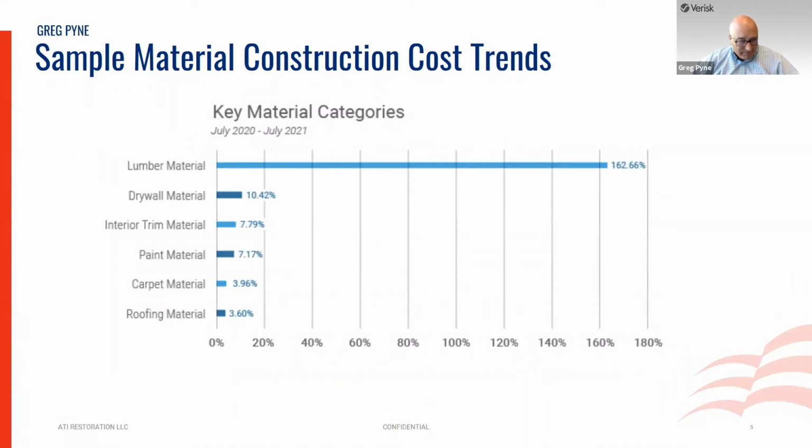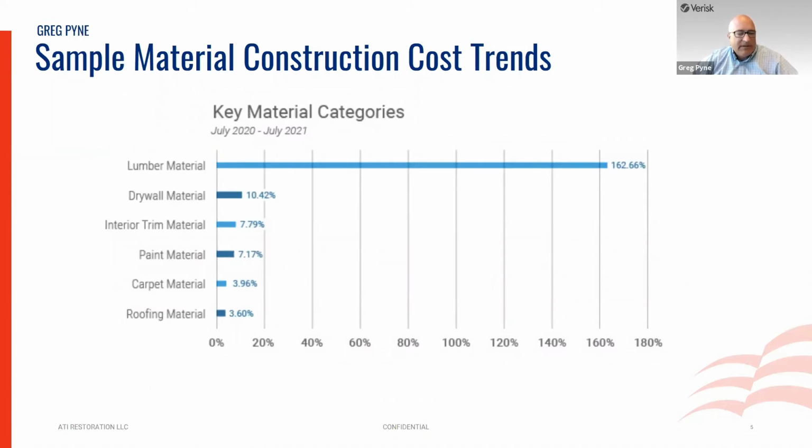Interior trim, baseboard, crown molding, casing, that kind of thing. We've seen almost an 8% increase in that type of product. Painting material, this is all kinds of painting material, whether it's stain, latex paint, interior, exterior products. We've seen over a 7% increase in those types of products. Carpet material, just about a 4% increase in that time frame. And then all types of roofing material, we've seen just under a 4% increase as well.